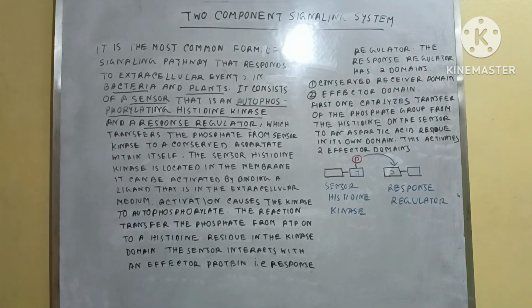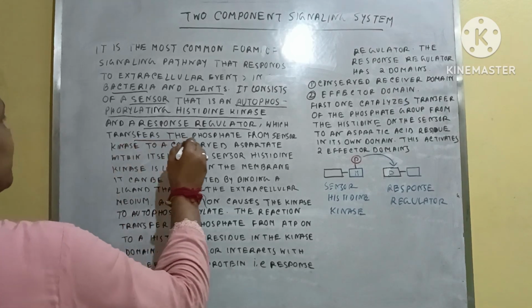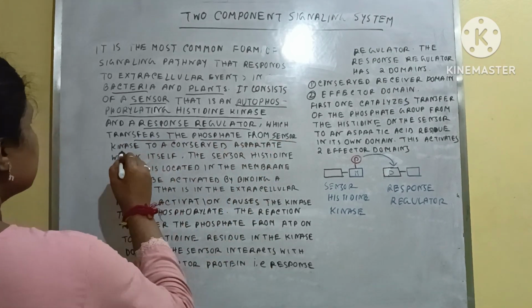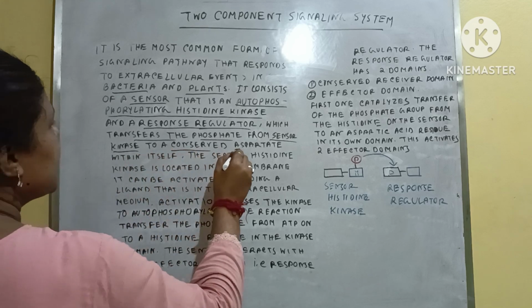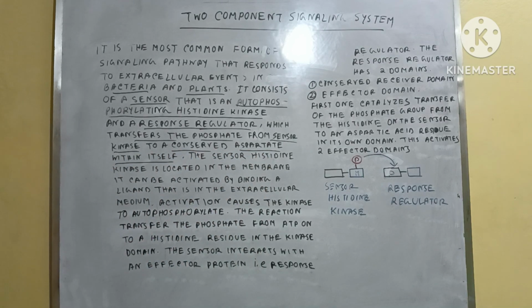And what is the function of this response regulator? It transfers the phosphate group from the sensor kinase to the conserved aspartate within itself. That means it helps in the transfer of the phosphate group. So the sensor is involved in the autophosphorylation process, and the regulator transfers the phosphate group from the sensor to the aspartate present within it.